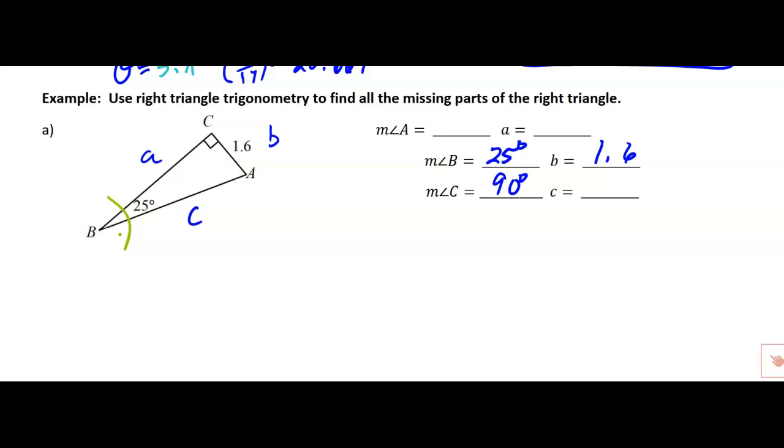What's the very easiest thing to find in this triangle? 180 minus 25 and 90. So this is my work. This is what I would want to see. And then I plug that in and I get what? 65. So 65 degrees for the measured angle A.